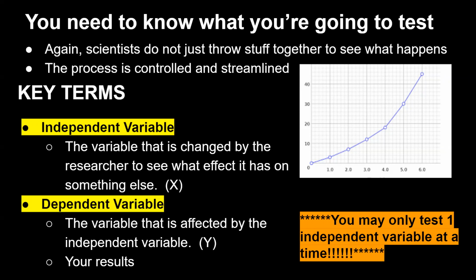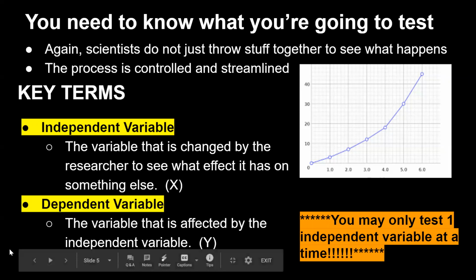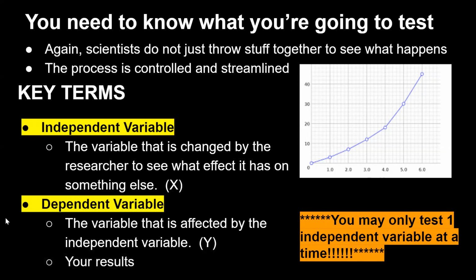Your dependent variable, on the other hand, is usually the thing that you measure at the end. Your dependent variable is directly affected by your independent variable. But another way to refer to your dependent variable is your results, because you measure your results, and that is what your dependent variable is. It is the thing that you are measuring.